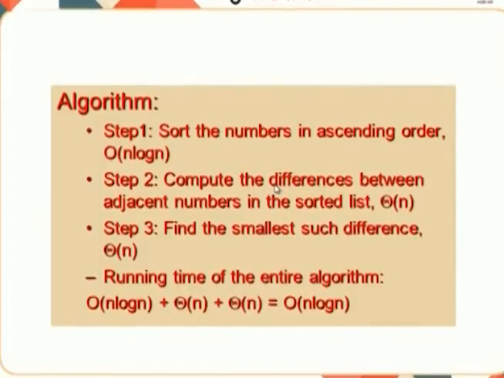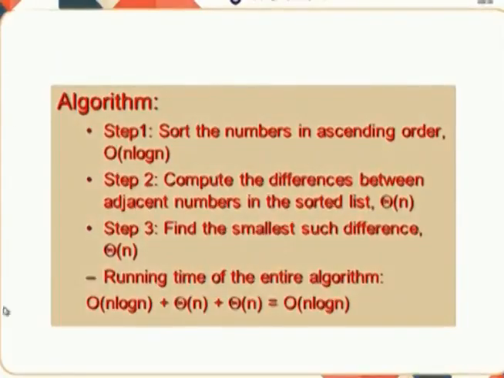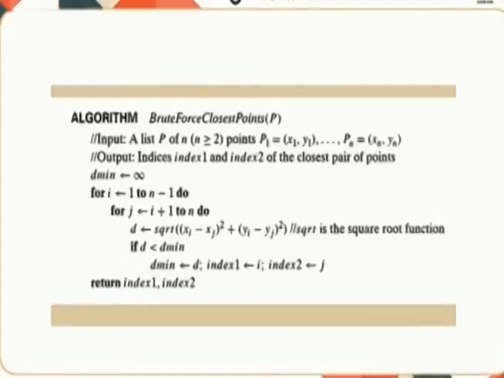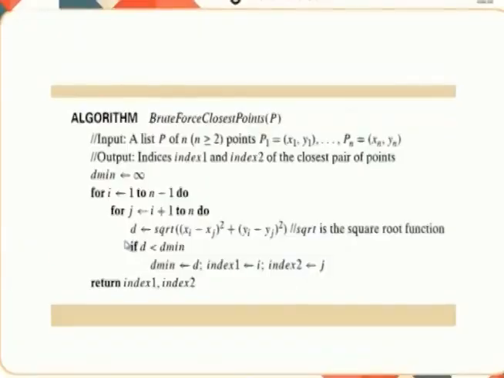Then after that I have to compute the distance between the adjacent points or numbers. In that case the complexity is going to be theta of n, and I have to update the smallest one, which is also going to be theta of n. Therefore, if you see the complexity of all the things, it is coming as order of n log n and theta of n and theta of n, which is going to be order of n log n. So, this is what the formal algorithm is going to be.